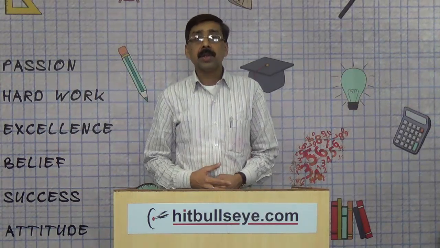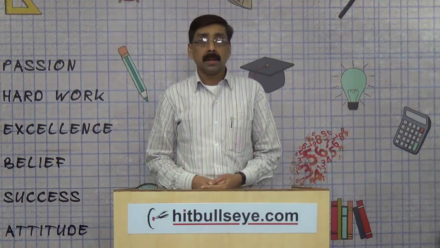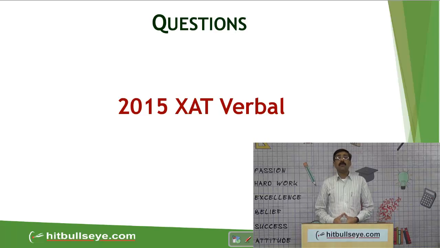I have picked a few questions to make you aware of the difficulty level of these questions and how to handle them. One peculiar feature of XAT is that it always introduces minor variations, be it in the number of questions, though this time it has already fixed 78 questions. The format, the distribution of question types, the pattern and the type change a little every time. The best way to overcome this unpredictability is to solve previous year XAT papers. Now let us try to solve questions from the 2015 XAT verbal section.